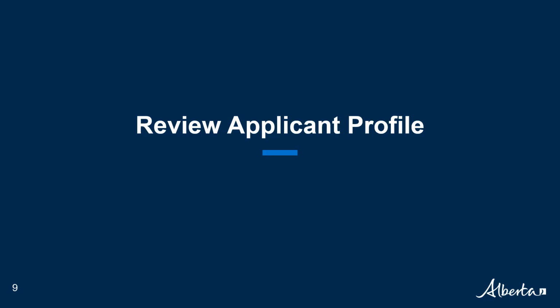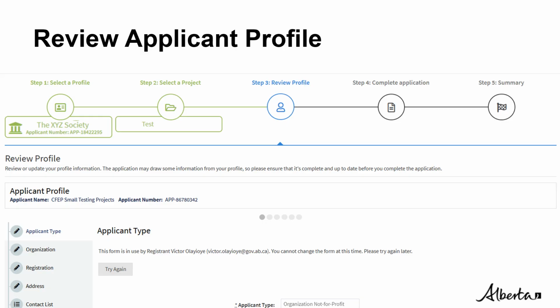Please note that there are two ways that you can update and review your applicant profile, either directly from the Applicants button on the main menu, or you will be prompted to review your profile before submitting any new applications. These next few slides will show you how to review your profile before you start a new application. So far, you have selected your account profile and the project that you are applying for funding for. Now, you will be prompted to review and/or update your applicant profile.